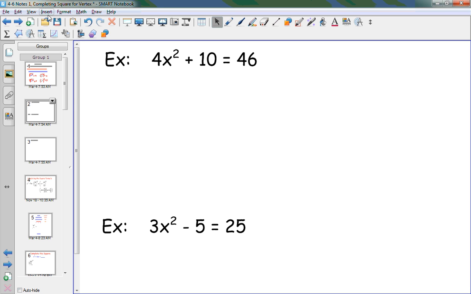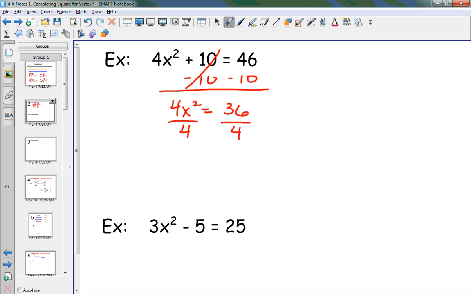The shortcut is to pretend that that's just an x. If that was just an x, what would you do? That was just 4x plus 10 is equal to 46. You'd subtract 10. So if you subtract 10 from both sides, I'm going to have 4x squared is equal to 36. Again, pretend that that's 4x. What would you do? You divide by 4. And I'd have x squared is equal to 9. Now, how do I get rid of a power? You take the square root. So I'm going to take the square root of the left-hand side and the right-hand side. I'm going to have x is equal to 3.